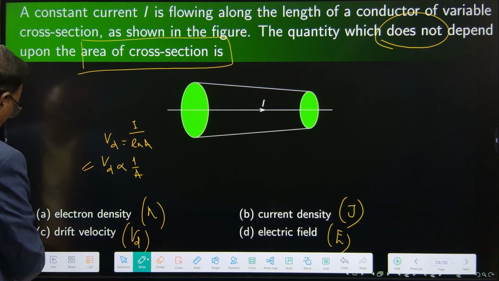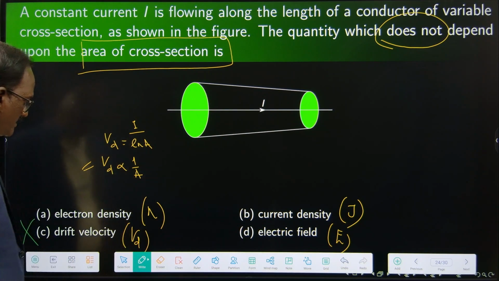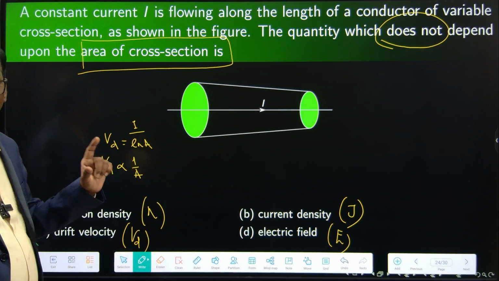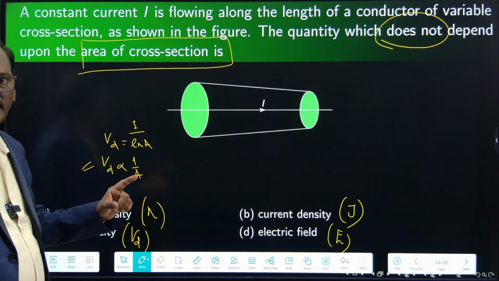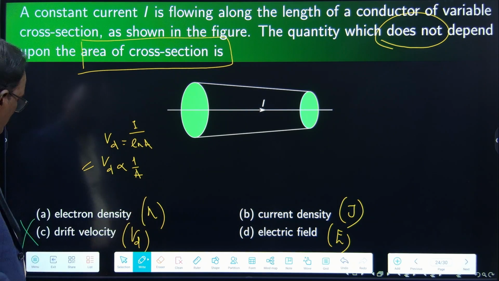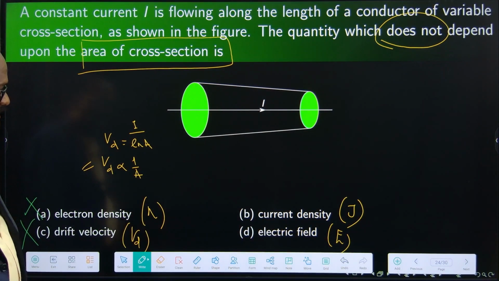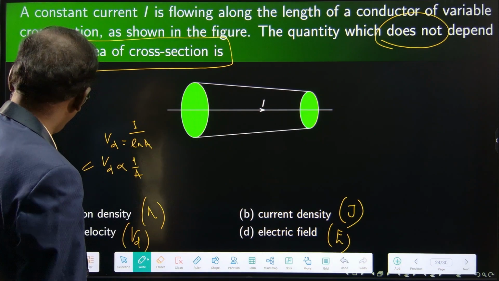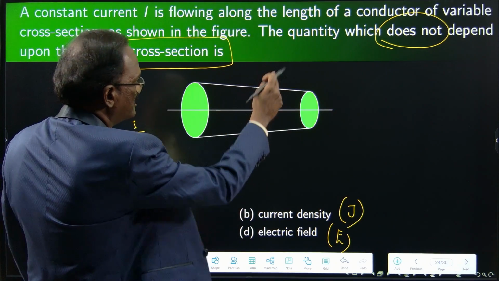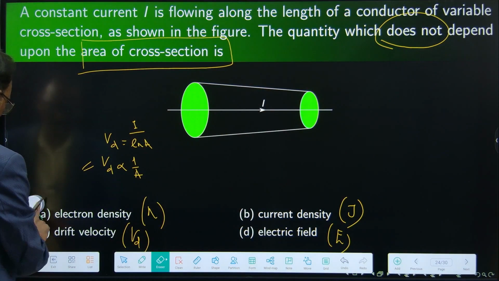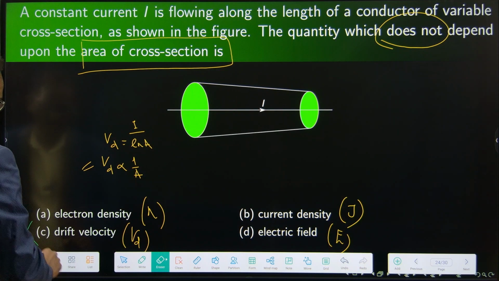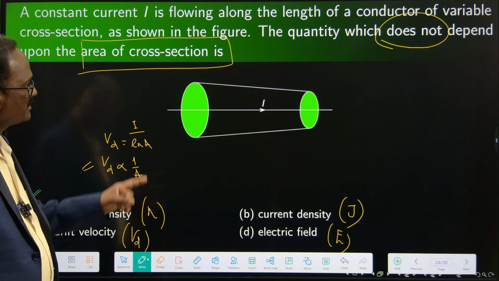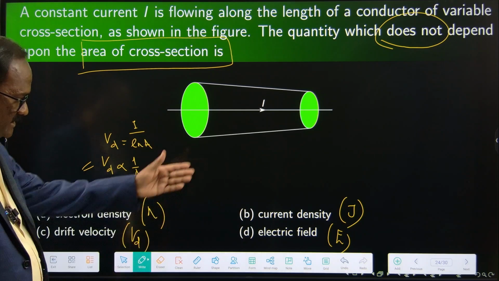So the answer C is not the correct one, right? N, electron density, depends on the material you are using, right? It is material dependent. So A should not be the answer. The question is does not depend on. N is constant, yes. So N is the answer. It does not depend on area of cross section, right? We will check the other two quantities also.